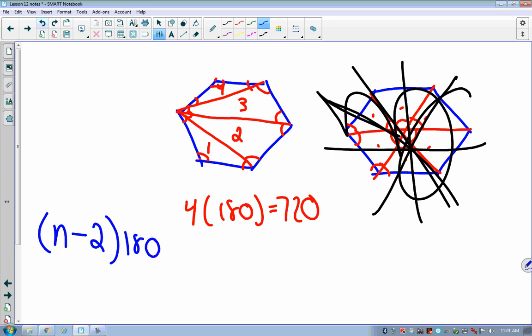Do you notice that we multiplied by 4? A hexagon has 6 sides. We're always going to have 2 fewer triangles than we have number of sides. And the reason why is because this side and this side are never going to get counted. Does that make sense? All right, so if I have a decagon, I know I'm going to take 8 times 180. So that follows, it makes sense.